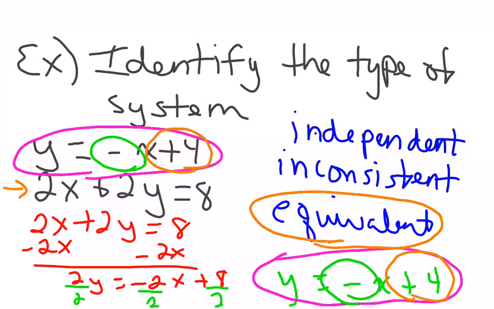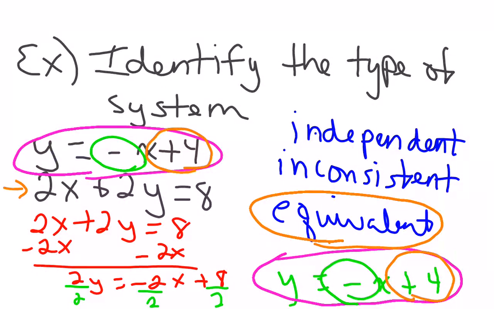Now, what is the difference between these? So independent means like that. I'm independent. I don't need help. So they are going to be very different from each other. So different slopes, and that's the main thing you're looking for. They have different slopes. And so that way they would have a solution. They would have one solution to their system.